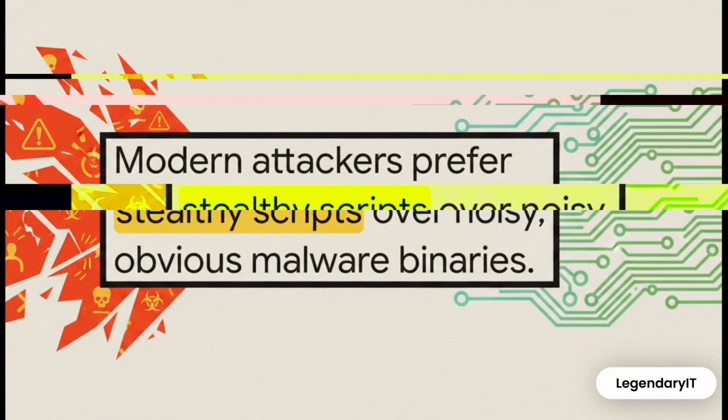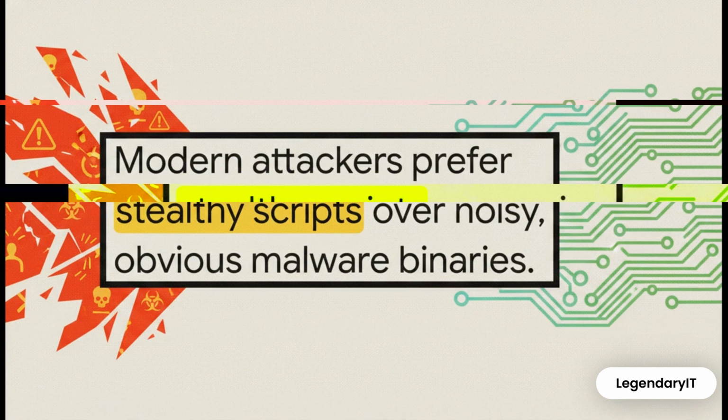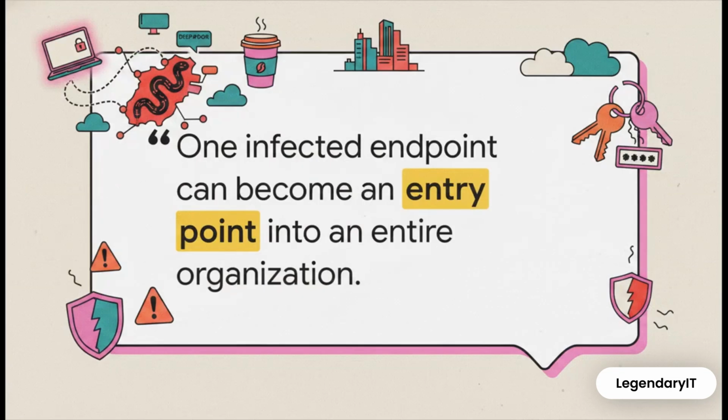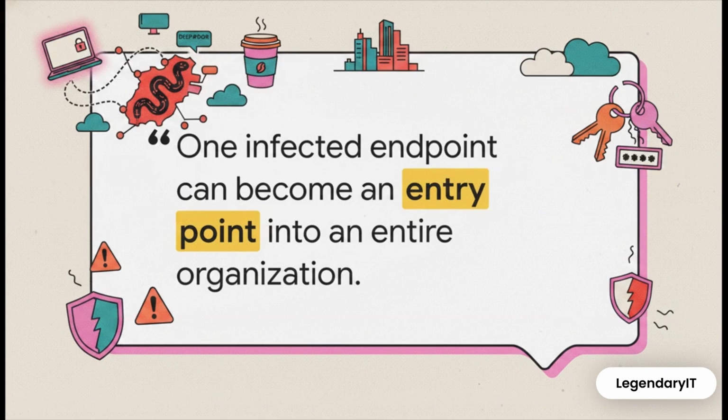When malware uses native operating system components and interpreted languages like Python to do its dirty work, traditional signature-based detection completely fails. Why? Because your computer thinks it's just running a normal, permitted script. And that brings us to the core reason why this explainer really matters. One infected endpoint can become an entry point into an entire organization.